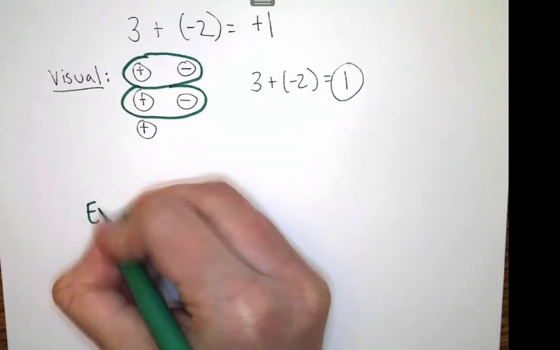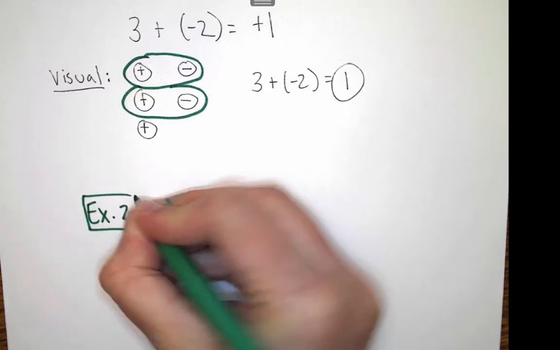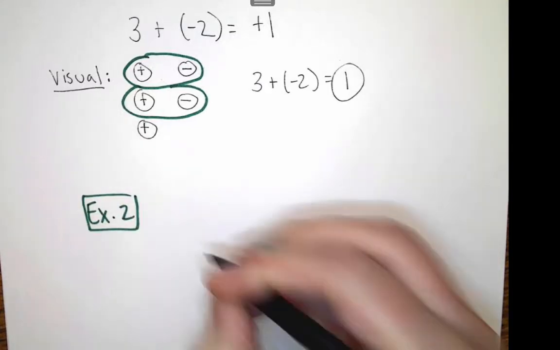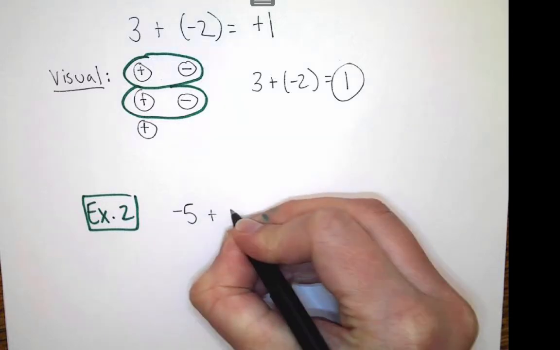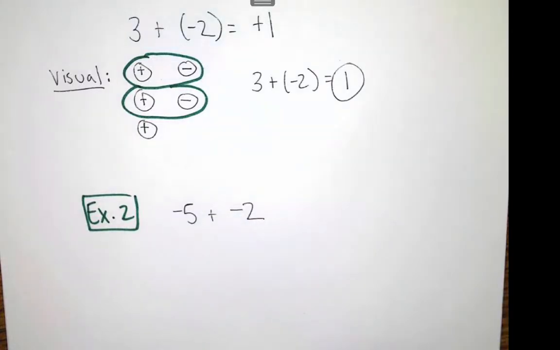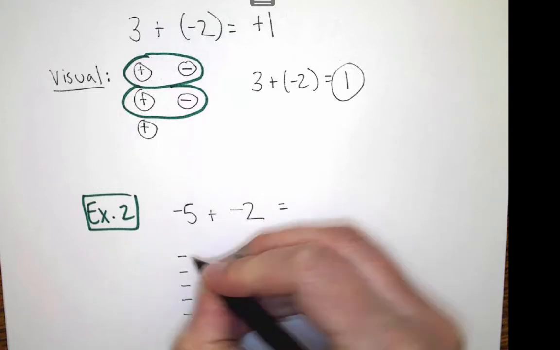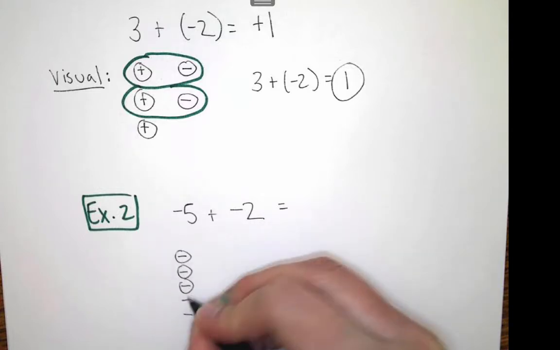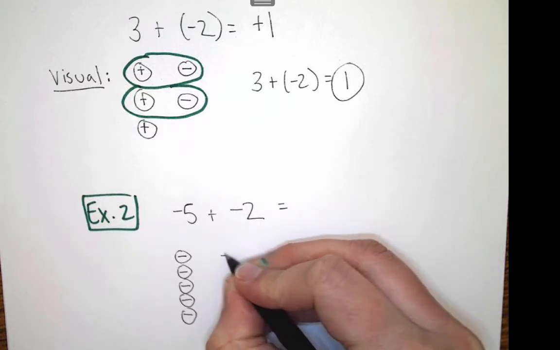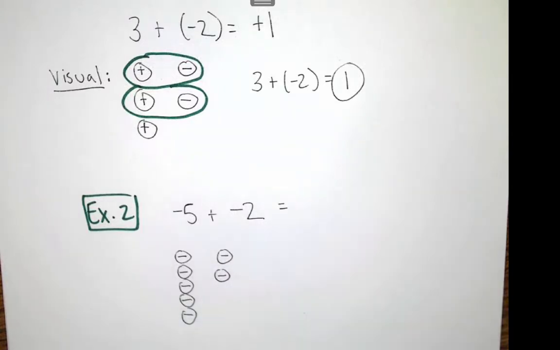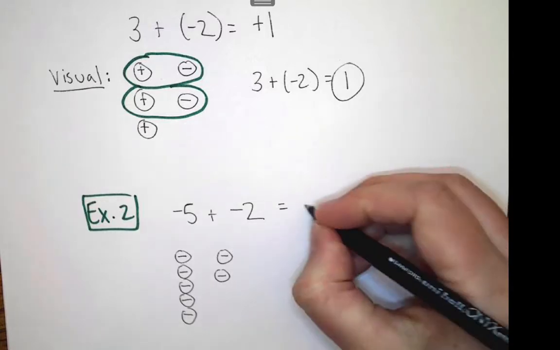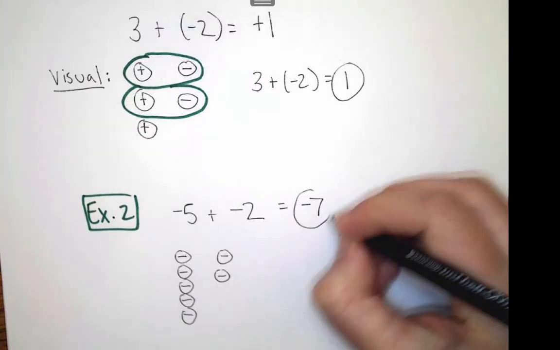We'll do example 2. This time, we're going to try negative 5 plus negative 2. Negative 5 plus negative 2, what does it equal? Well, now we have 5 negatives. 1, 2, 3, 4, 5 negatives. I'll circle them. And we are going to add them to 2 negatives. 1, 2. So if you look, I don't see any zero pairs. There's no positive and negative numbers. They're all negative. So 5 negatives and 2 negatives, looks like there's 7 negatives all together. My answer is negative 7.